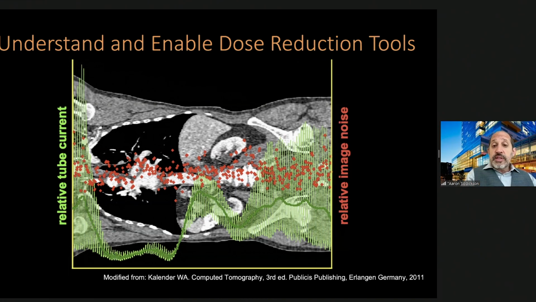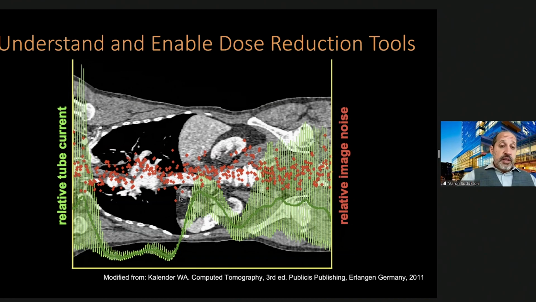One of the most long-standing and robust radiation dose reduction tools that we have on all scanner models these days is tube current modulation here. And so what you're seeing is along the z-axis, or from head to toe in the patient, we have in green the relative tube current being adjusted throughout the patient in order to maintain a relatively constant level of image noise, as shown in these red dots here.